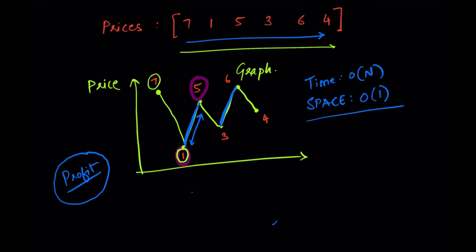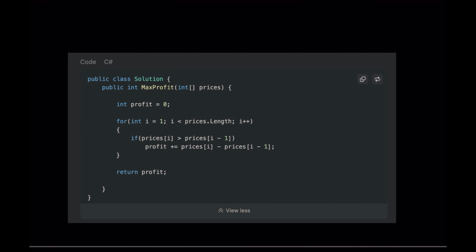Let me show you how we can implement this using C#. Here is the C# solution. In the main method, I am initializing a variable profit to record all of the profits that we can make using multiple transactions. After that, I am starting a for loop with i equal to 1. Inside the for loop, I am first checking the current value of i against the previous value, that is i minus 1. If the current value is greater than the previous value, it means there is an upward trend. So I calculate the difference and add it to the profit variable. Once the for loop is complete, we are returning this profit variable as our output.